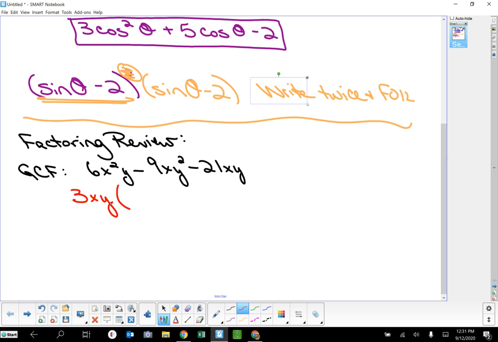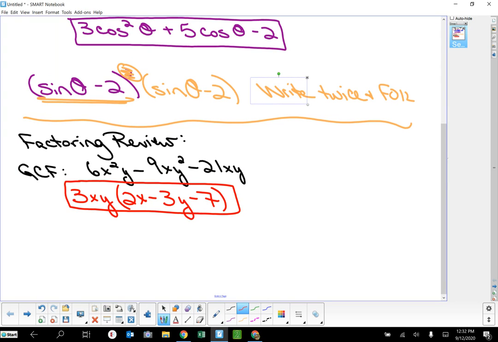After your GCF goes an open paren, and then essentially you're dividing each term by the GCF. So what's left over? Well, 6 divided by 3 is 2. We have an x left over out of there. Then we're going to move on to the next term. We have a 3. We have a y left over out of there. Move on to the next term. We have a 7 left over and no variables. And this is what the factored form would look like.